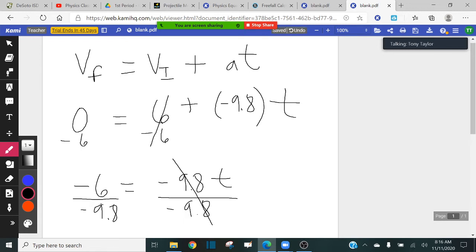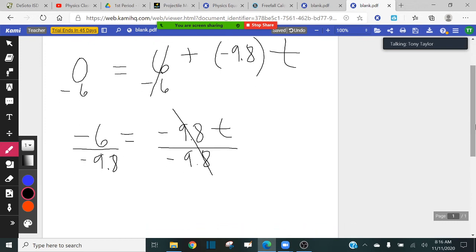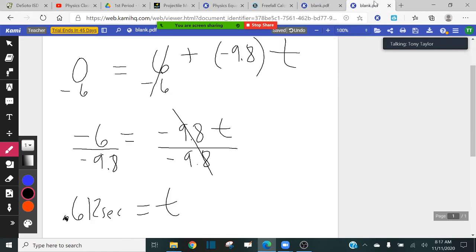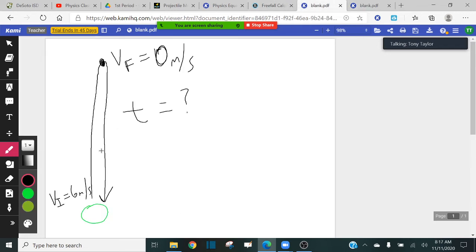So, guys, negative 6 divided by negative 9.8 gives me 0.612. Seconds. But guys, I want to tell you something. We're not done. This time here, 0.612 seconds, that's the time it takes for the ball to go from here till it gets to the very top.